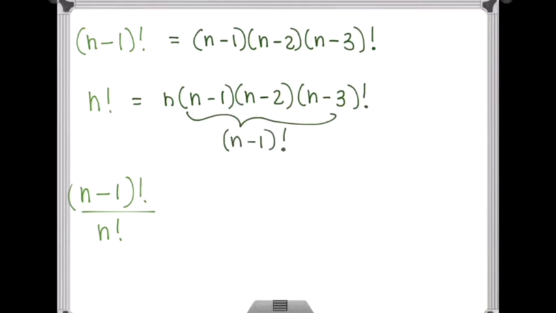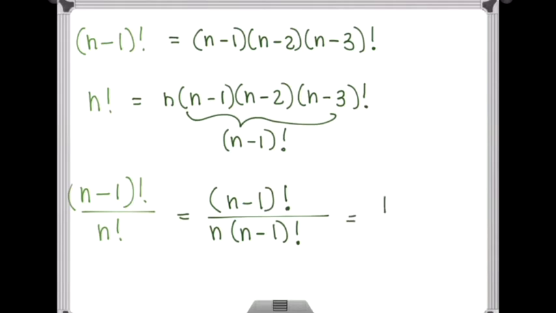Okay, so n factorial is the same as n times n minus 1 factorial. And then we still have the n minus 1 factorial in the numerator. Those n minus 1 factorials would cancel, and we would just be left with 1 over n.